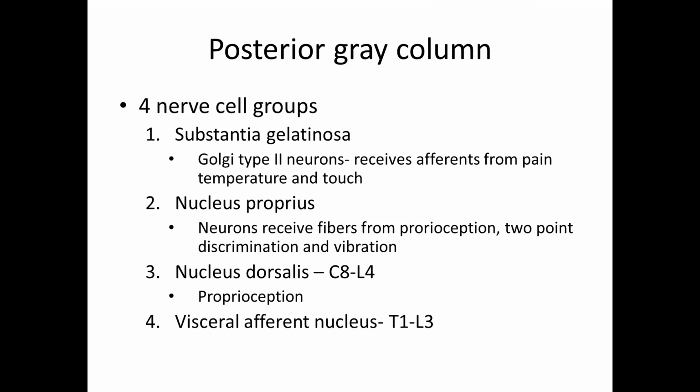Then the other one is vibration sensation. That is, if you take a tuning fork, right, and hit it on something and keep the fork on a bony point, then the person will feel the vibration. Okay, not the touch but the vibration. So these sensations actually travel together, and their cell bodies are found in the posterior gray column in what we call the nucleus proprius. Okay, and then you get nucleus dorsalis again for proprioception. All right, and then visceral afferent nuclei coming from T1 and L3. Right, so these are the nerve cell groups that you see in the posterior gray column.